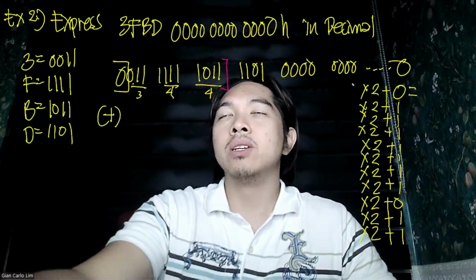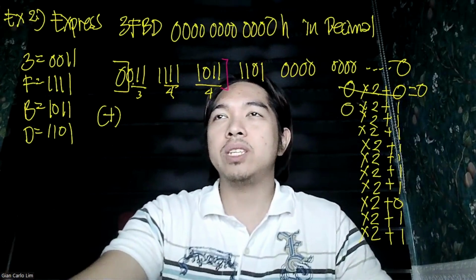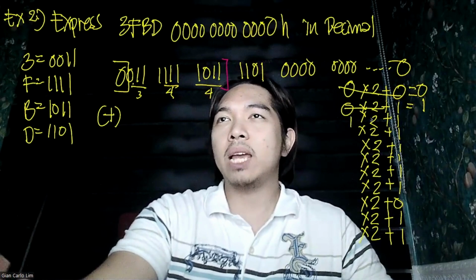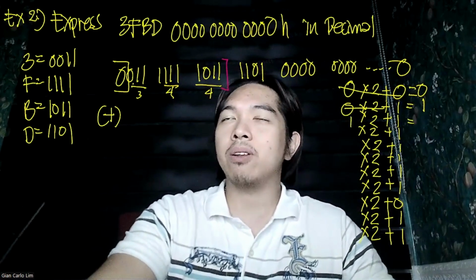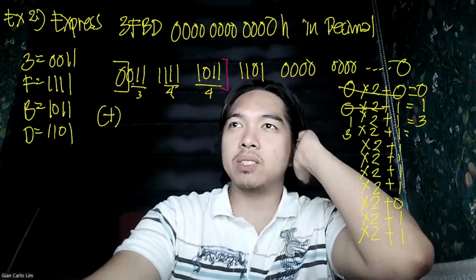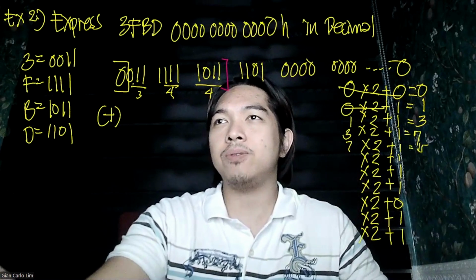All right. So 0 on the upper bit. So this is equal to 0. So 0 times 2, so 0 again. So 1. 1 times 2 is 2 plus 1. So that, therefore, that is 3. 3 times 2 is 6 plus 1. So that is 7. 7 times 2 is 14 plus 1, so 15.